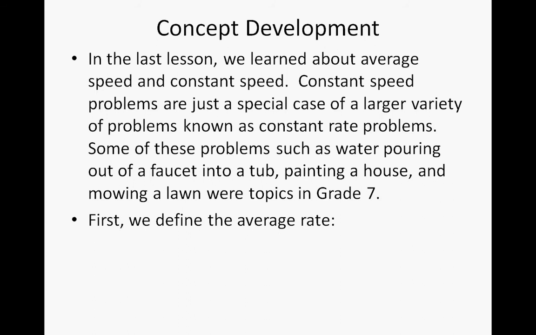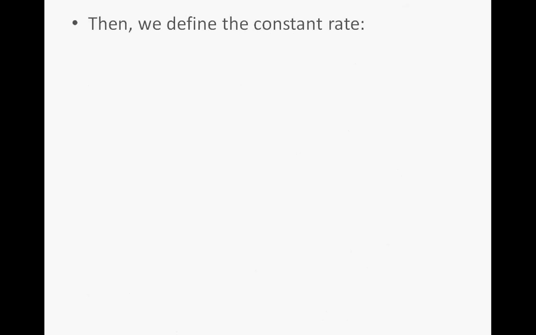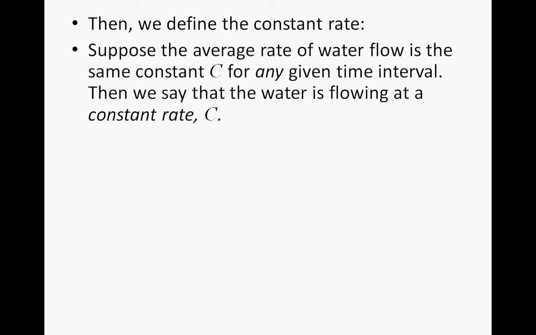First, we define an average rate. Suppose V gallons of water flow from a faucet in a given time interval t in minutes. Then the average rate of water flow in the given time interval is V divided by t in gallons per minute. Then we define the constant rate. Suppose the average rate of water flow is the same constant C for any given time interval. Then we say that the water is flowing at a constant rate we're going to call capital C.